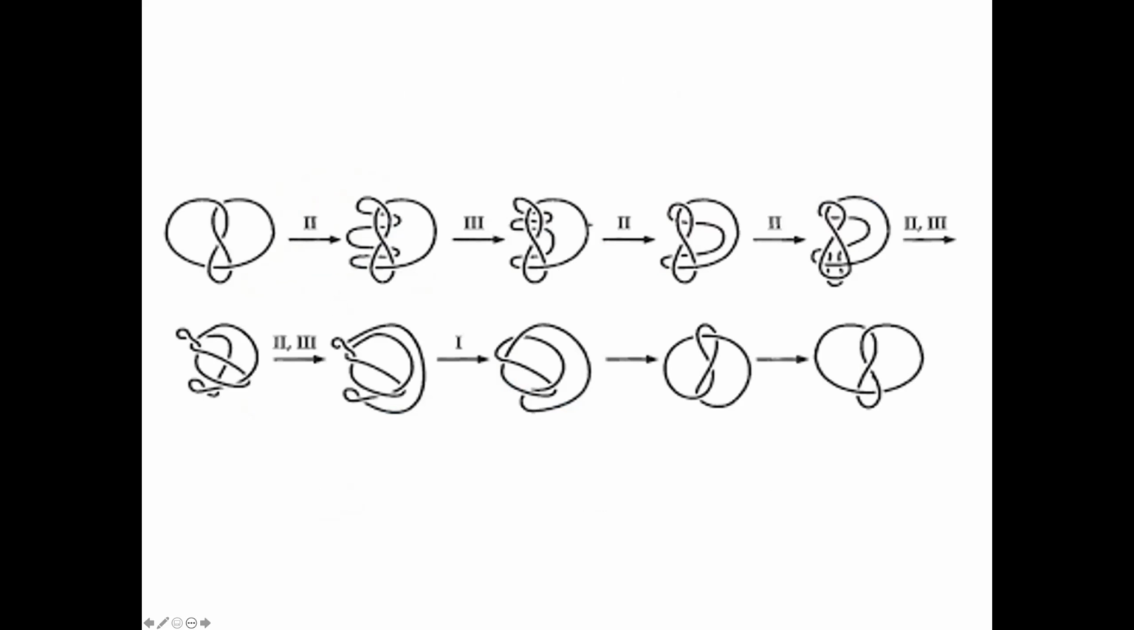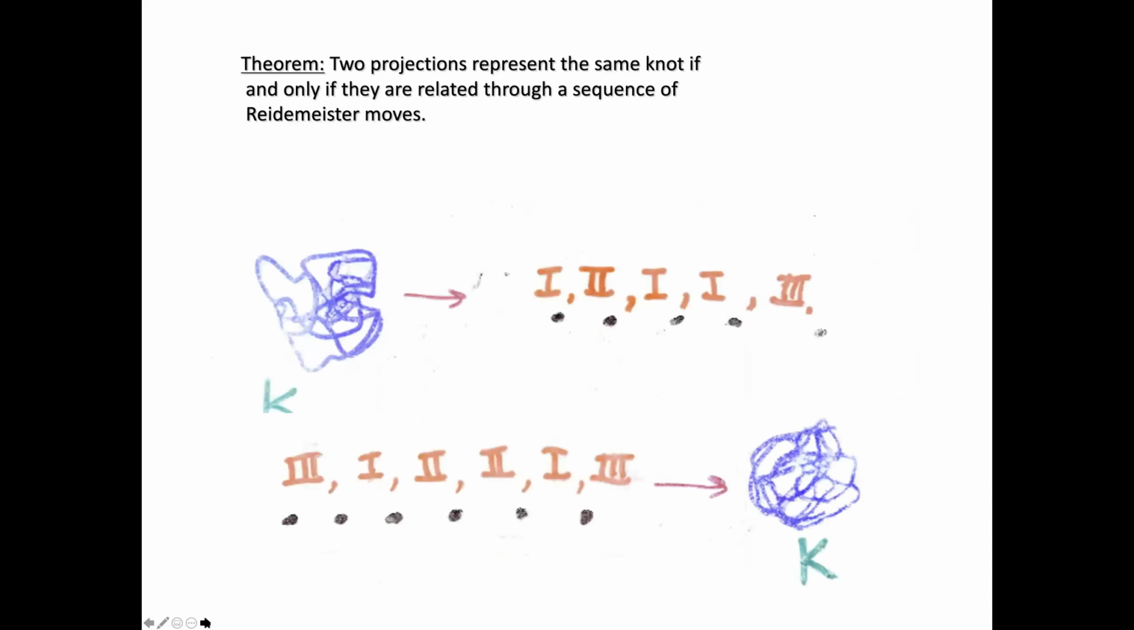So here we see a picture of the figure 8 knot, this knot right here. And here we see a picture of the figure 8 knot with all of the crossings reversed from the original one. It turns out that those 2 diagrams are equivalent, and you can see the sequence of Reidemeister moves, doing multiple Reidemeister moves at each stage to get from one to the other. So this theorem that Reidemeister proved says 2 projections represent the same knot if and only if they're related through a sequence of Reidemeister moves.